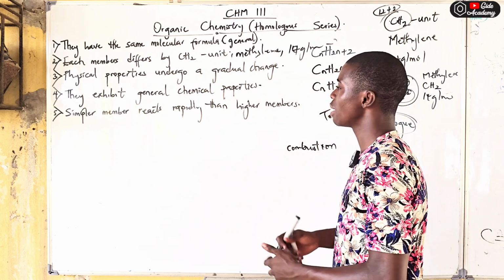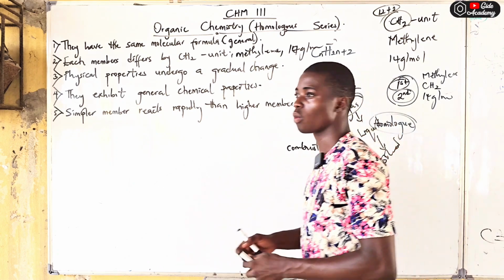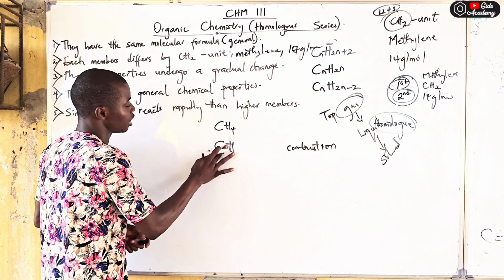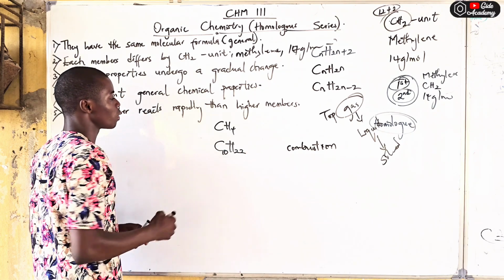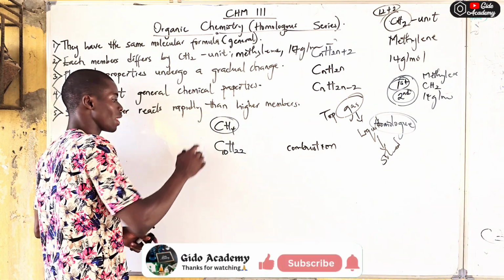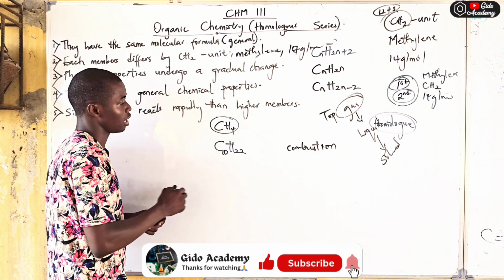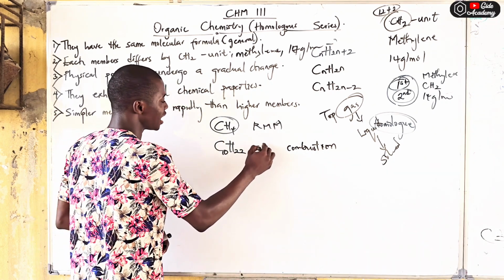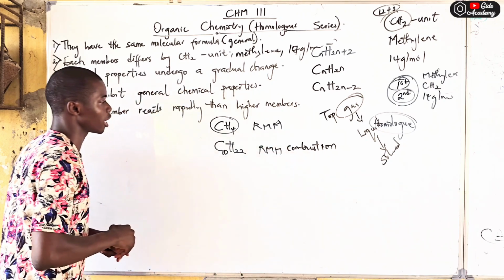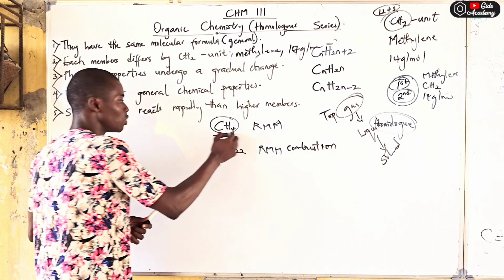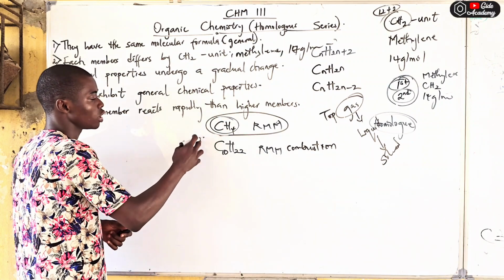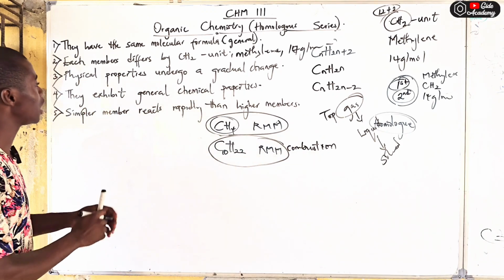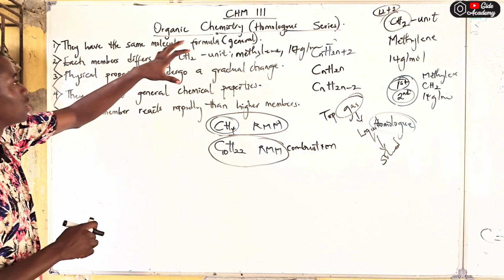Then the next one here, simpler members react more rapidly than higher members. What I'm trying to say here is that here is CH4 and here is, let me increase this number a bit, C10H22. You already know that CH4 has a smaller RMM, relative molecular mass, but this one has a higher relative molecular mass. So if they must undergo a chemical reaction, the reaction of the one that has a smaller relative molecular mass will be faster compared to the one that has a higher relative molecular mass.